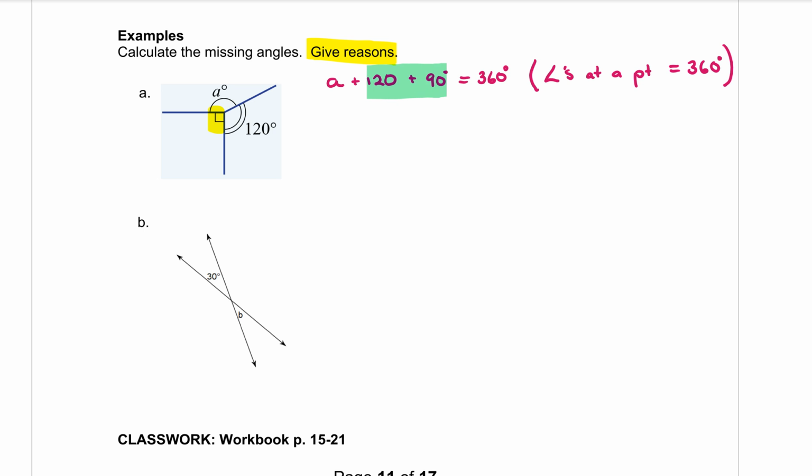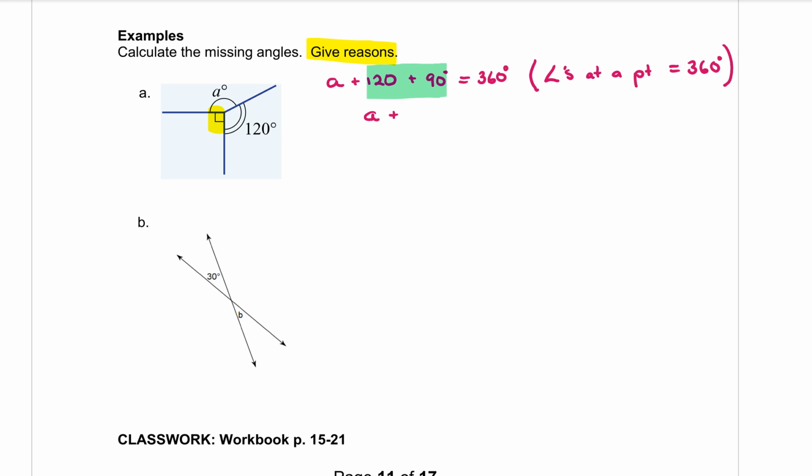So 120 plus 90. Again, feel free to do a little calculation over on the side if you're not comfortable doing those things in your head. But for this one, that's a relatively easy one. So let's go 120 plus 90 is equal to 210.